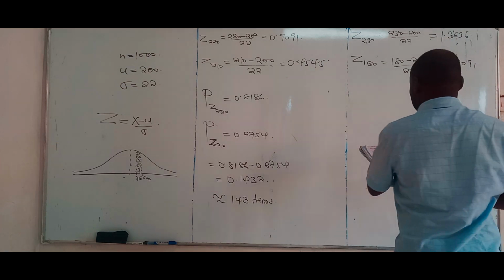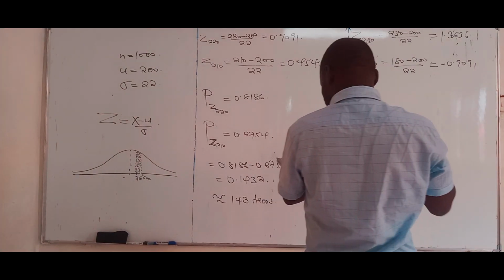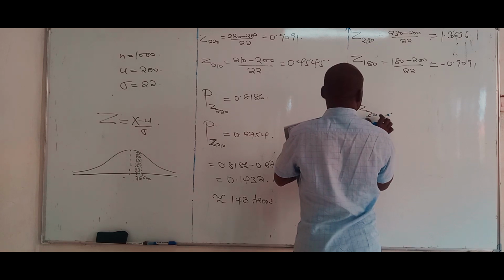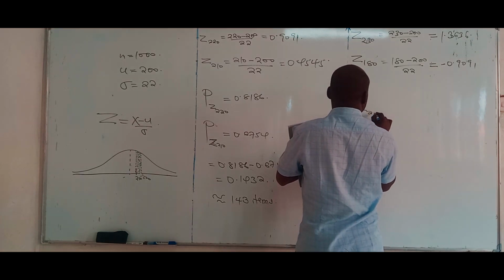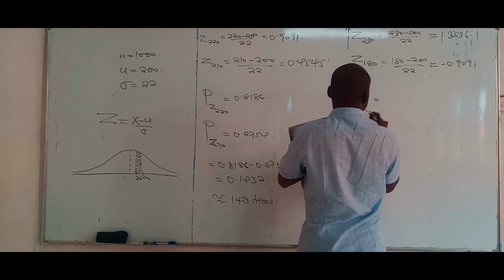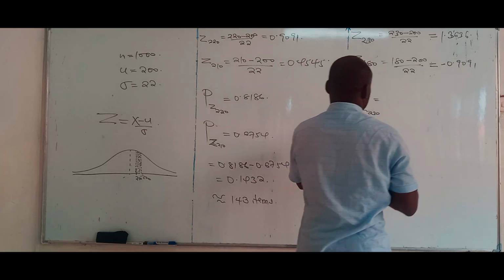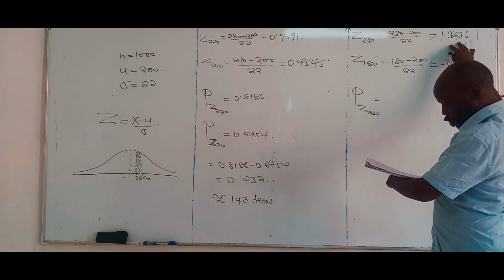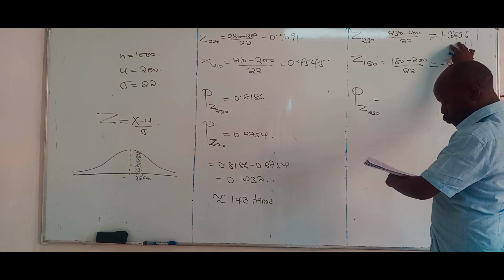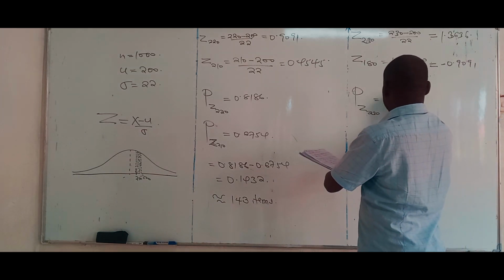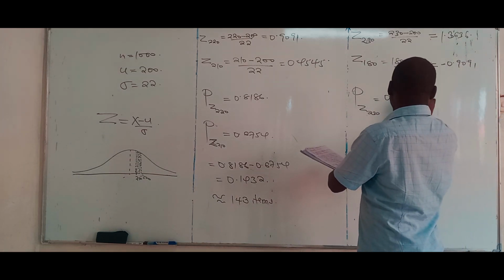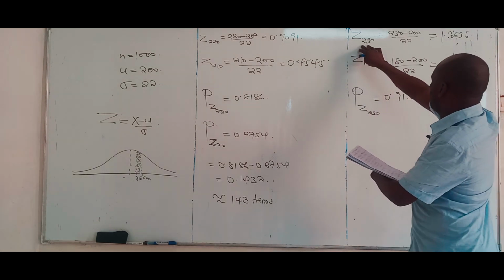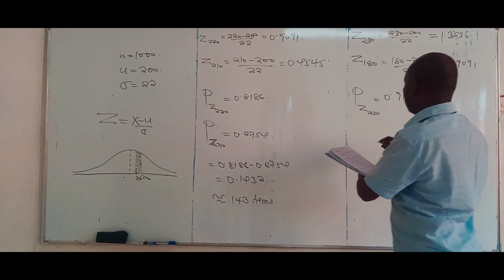Those are the two Z values. Now, I want the probabilities that correspond to them. The probability that corresponds to Z of 2.30, by reading this, will be 0.9131. This is read from the tables in line with this Z score. So this probability is read from the tables.